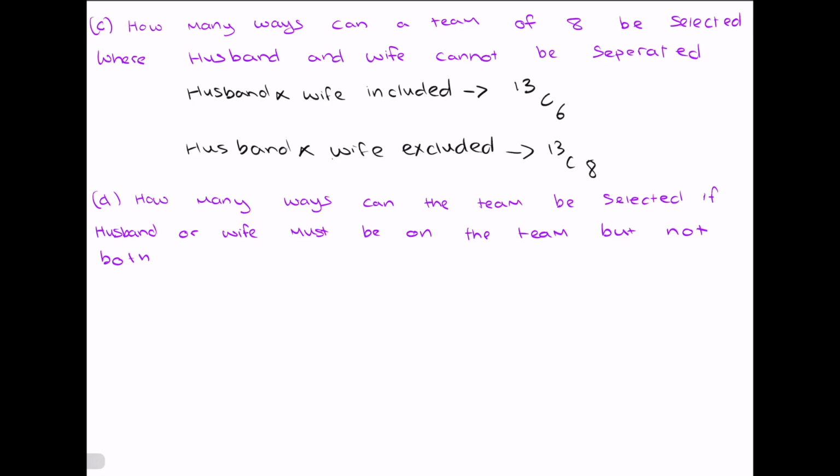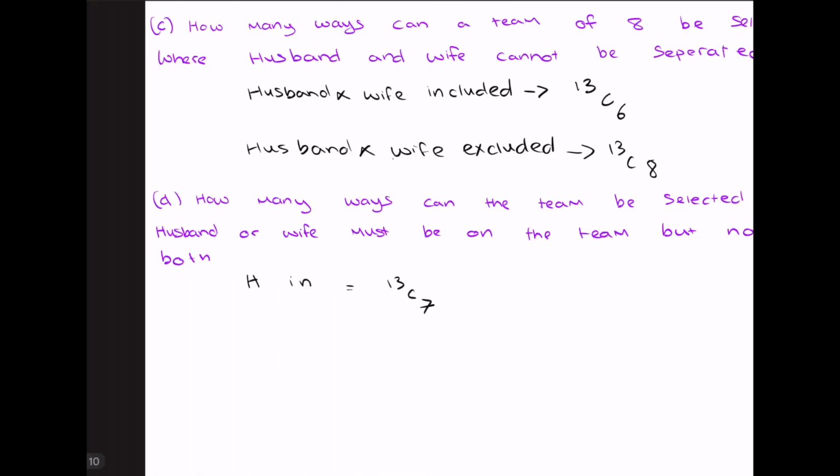Part D is how many ways can the team be selected if husband and wife must be on the team but not both. Well, this is just the contrary of C, right? So we have to get a control variable. For this case, we just do husband, right? So the husband is on the team, so it's just 13 choose 7. Again, it's 13 and not 14 because the husband is on the team, so we cannot choose from the wife.